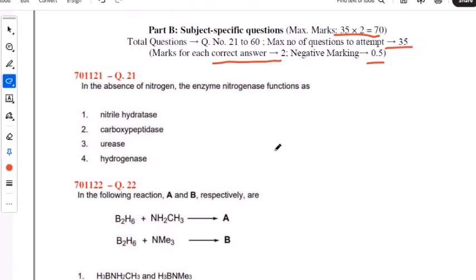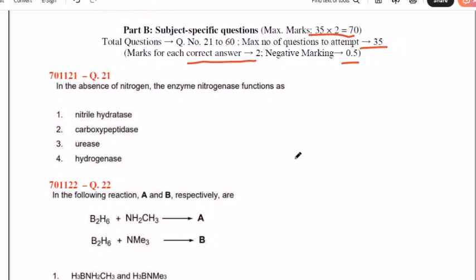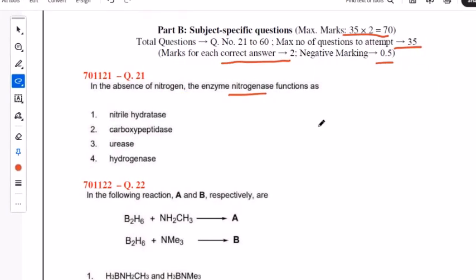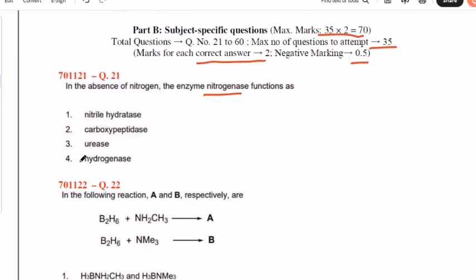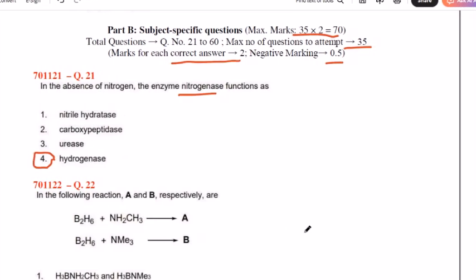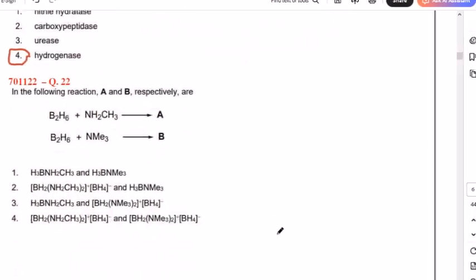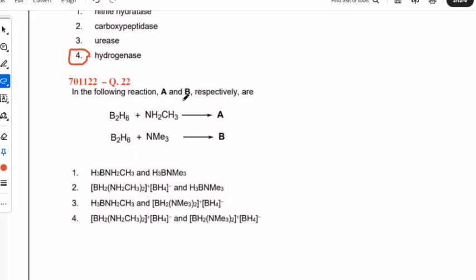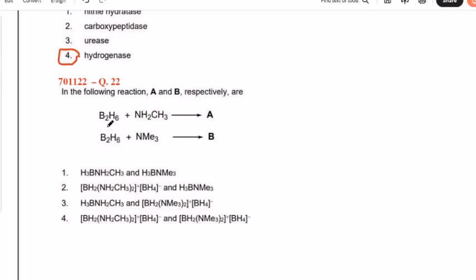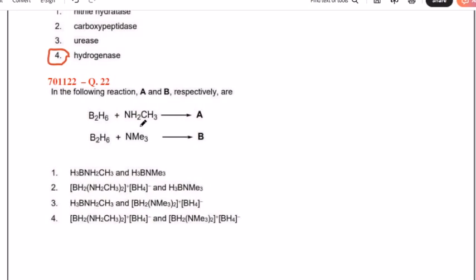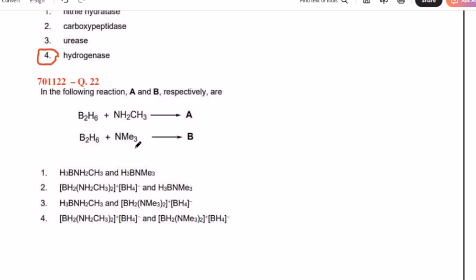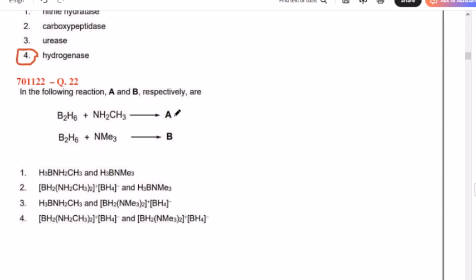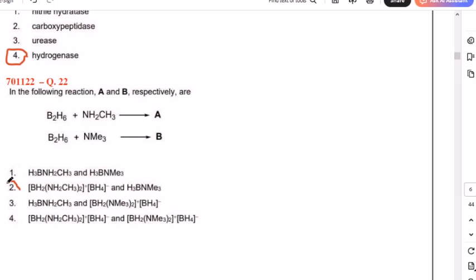Question number 21. In the absence of nitrogen, the enzyme nitrogenase functions as hydrogenase. Option number 4 is the correct option, friends. Next, question number 22. In the following reaction, A and B respectively are, diborane with trimethylamine, what are going to be A and B? Question number 22, option 2 is the correct option, friends.